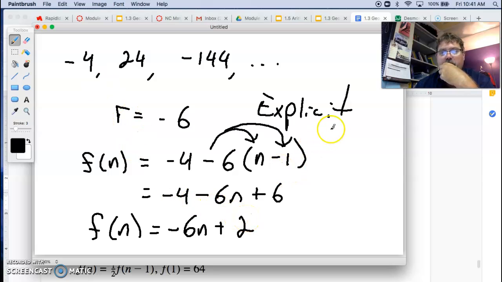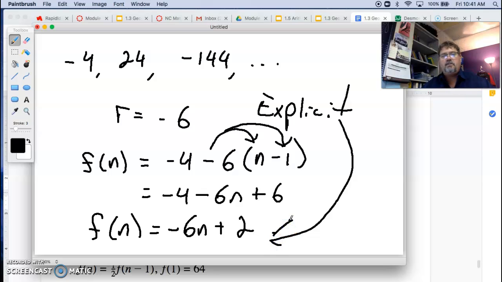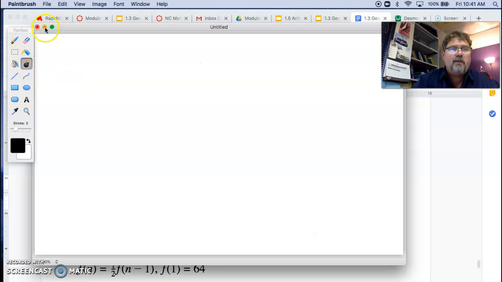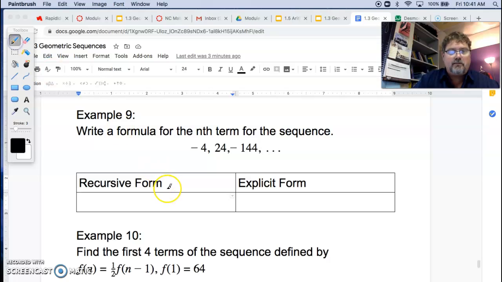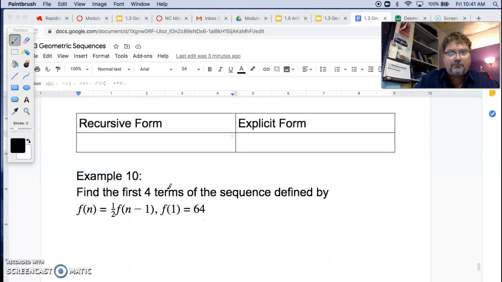This is the more valuable formula. This guy can predict terms anywhere you have them. You want the 50th term? -300 plus 2, so -298. This one works really quick and good. All right, I'll fill in the notes before you get there to look at it.